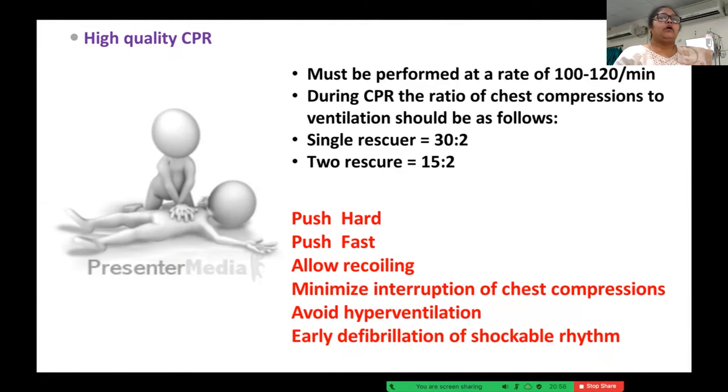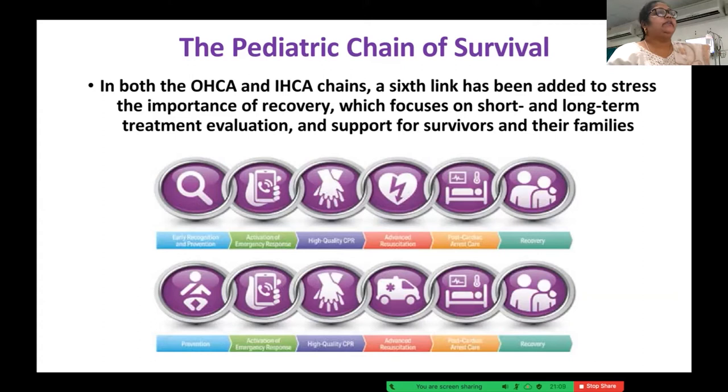So this is the pediatric chain of survival. Each component is very important. Out of hospital cardiac arrest and in hospital cardiac arrest have different chains of links. In hospital cardiac arrest, the main thing is early recognition and prediction of a deterioration. So that is my first link in hospital. And of course, calling for help, correct high quality CPR, and then resuscitation with a defibrillator, post cardiac arrest, and recovery mean a lot in inpatient cardiac arrest.